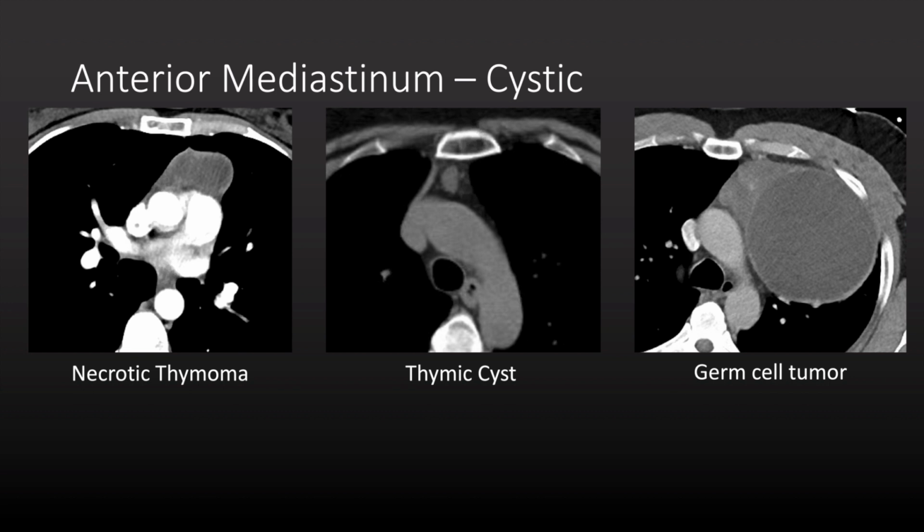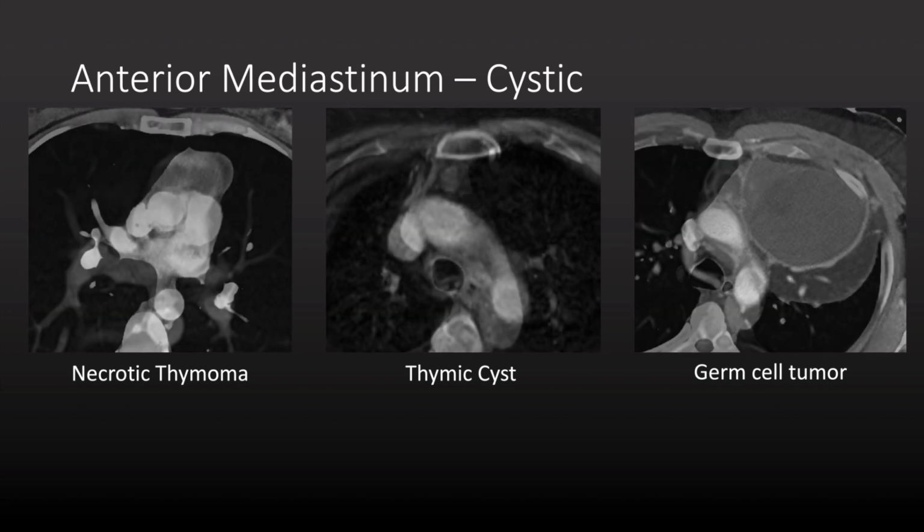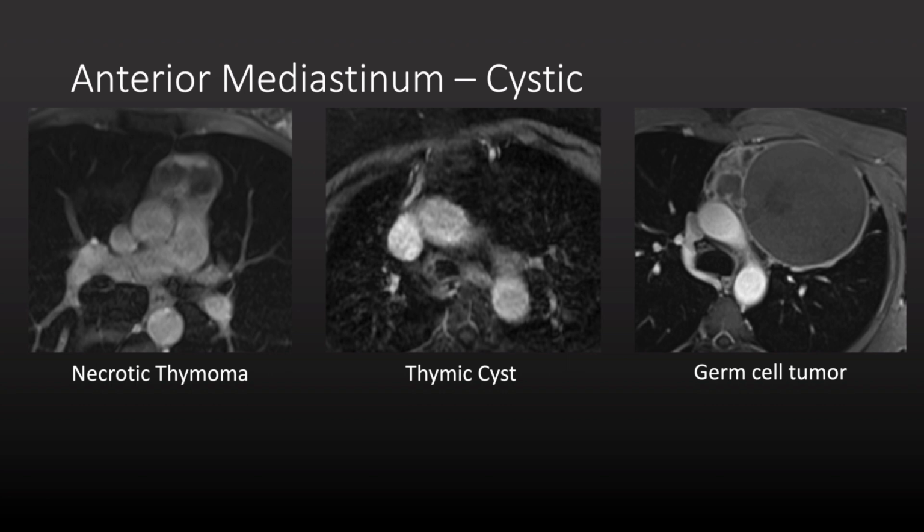In the context of a cystic anterior mediastinal lesion, really MRI is your best friend, and so you can do post-contrast imaging with subtraction and demonstrate here that this necrotic thymoma had nodular, mural, and septal enhancement. This thymic cyst, you can't even see it at all. There's no enhancement at all. And then this lesion, which was a malignant germ cell tumor, has a substantial nodular enhancing component in addition to the cystic component here.